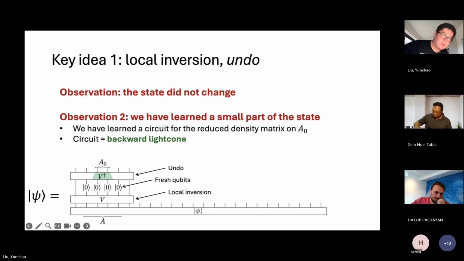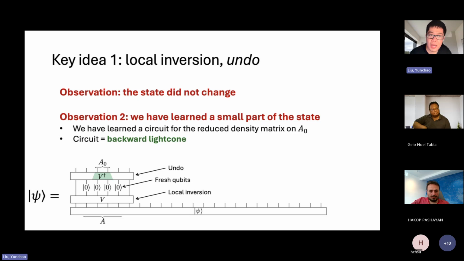And this simply follows from the fact that we have disentangled all the qubits in A, and then we are applying a circuit on top of it. So the qubits inside of A are reconstructed by our new circuit. So we can argue that we have learned a small part of the state. Okay, but this is still relatively trivial.